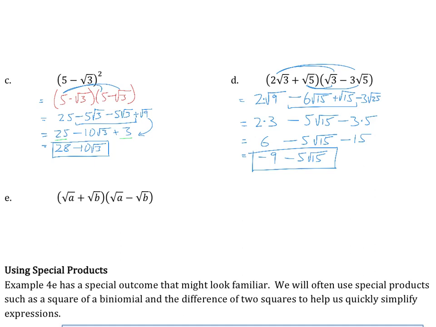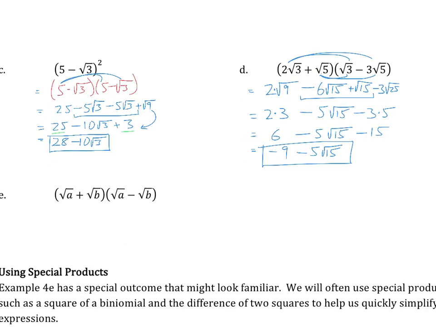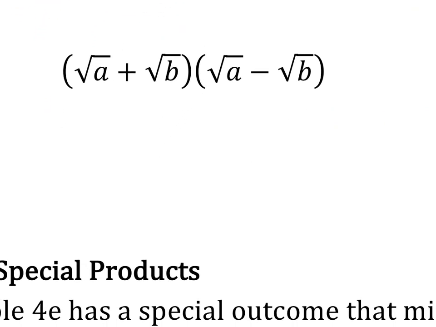Okay? So that's multiplying binomials. Here, again, we got to write it out and distribute. Binomial times a binomial. And here's an interesting one. Something really useful happens right here.